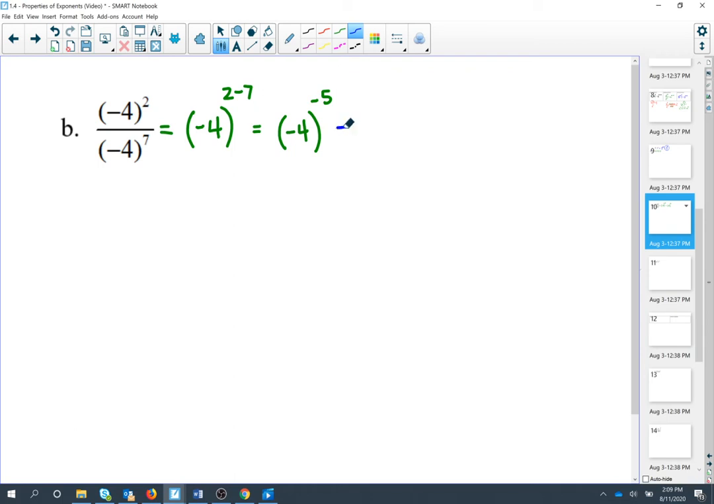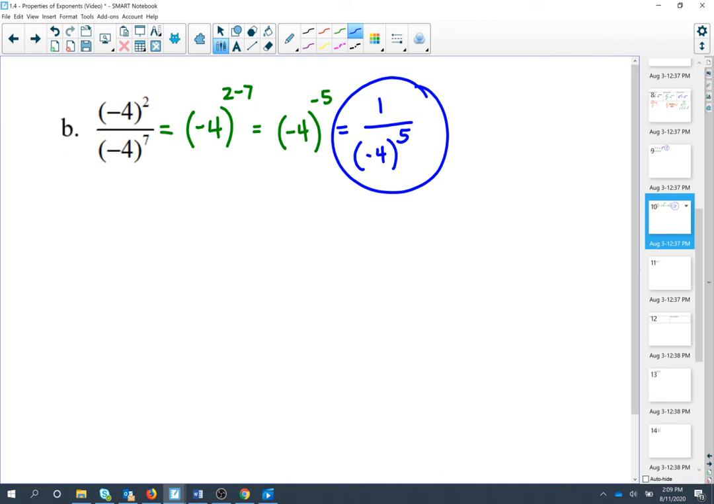So in order to deal with that, we have to do the reciprocal, which means we're going to make it 1 over negative 4 to the positive 5. And for right now, I'm going to leave it like that. Again, if I had a calculator, I'd actually do negative 4 to the 5th power, but that's what's happening. So that's one way to do it.